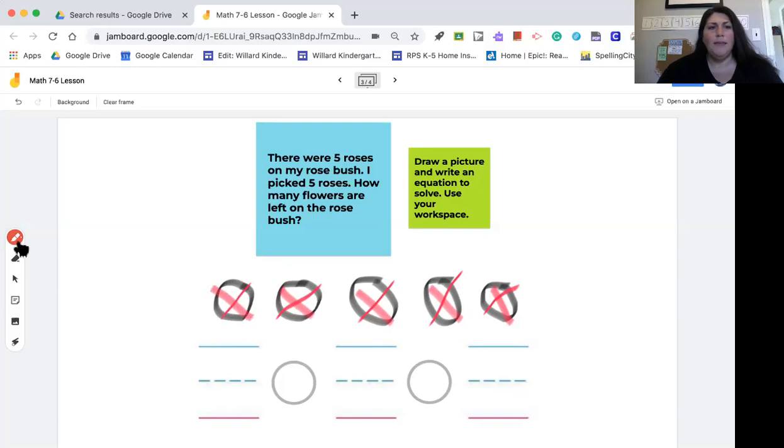So if I think about this now, okay, there were 5 roses. That's my whole. I'm going to take away all 5. So that in this case is actually a part too. So I'm going to take away 5. And 5 take away 5 is 0. There are no roses on the bush left. Hopefully they'll grow back. So this is 5 minus 5 equals 0.